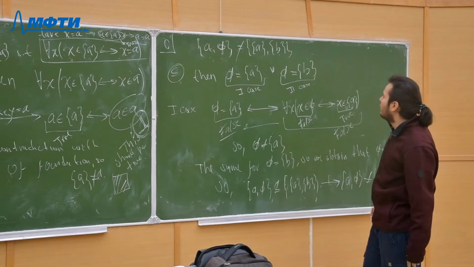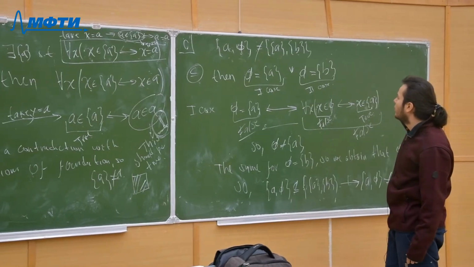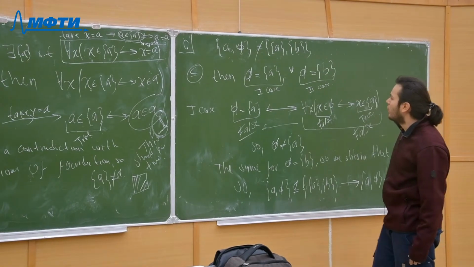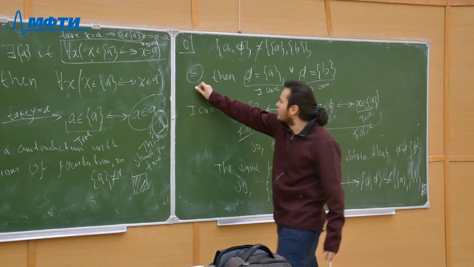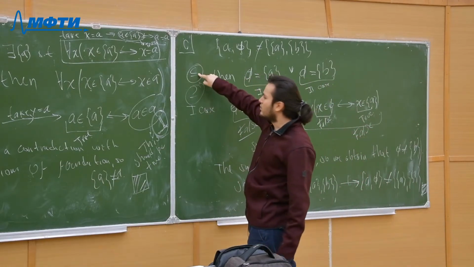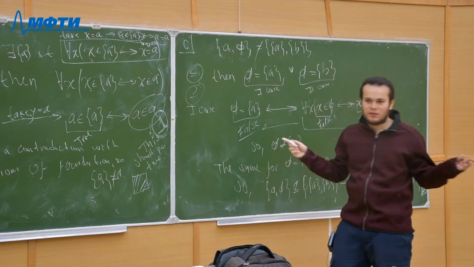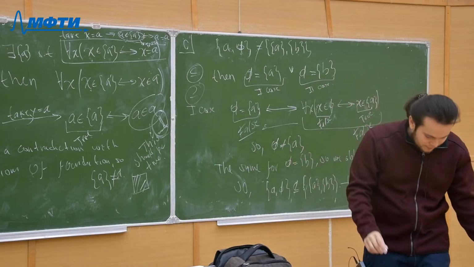So this is enough. If we want to prove that they are not equal, then we have to prove that it holds for this and for this. But since it doesn't hold for this, it means that they are not equal. That's it. That's enough.